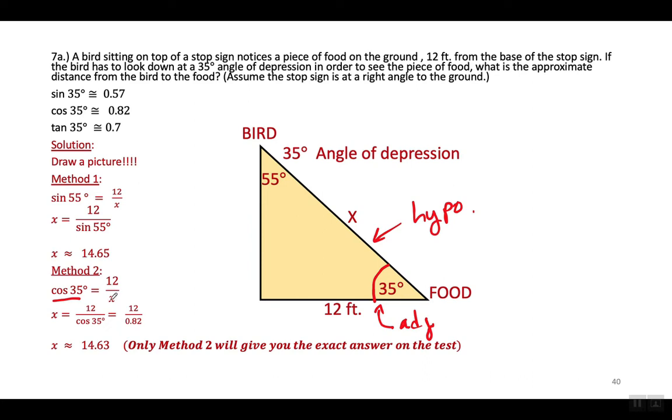Now to get x by itself, I move the x to the left and cosine 35 degrees to the right, creating this equation right here. The thing is this, once I got this equation, I could substitute for cosine of 35 degrees, I could substitute this for cosine of 35 degrees.